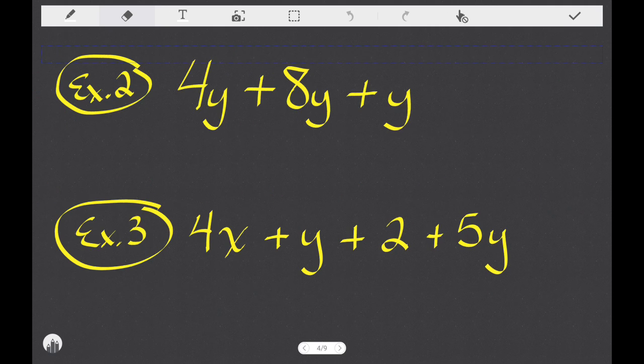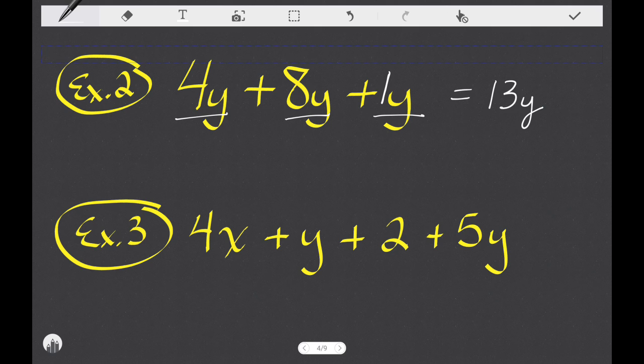Another example would be like this one. There is a y here, a y here, and a y here. So we want to go ahead and combine those. So we have a 4, we have an 8, and again we have a 1. So that should give us, we're literally just adding, 13y.